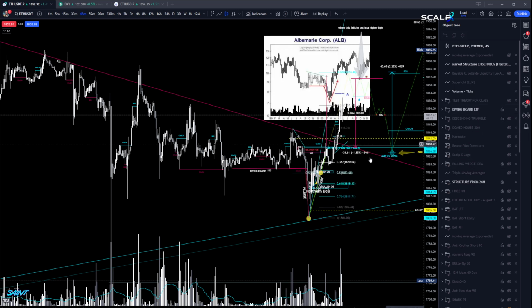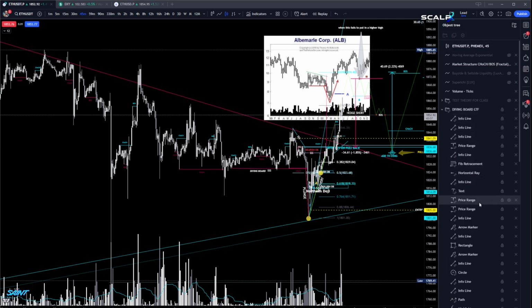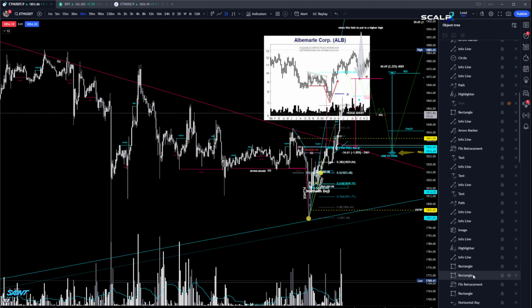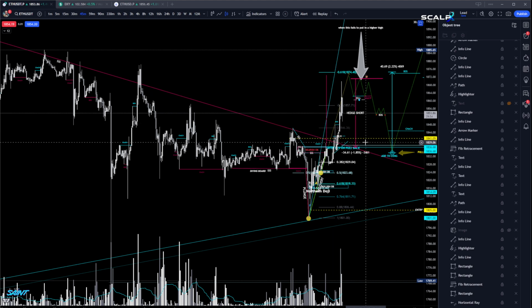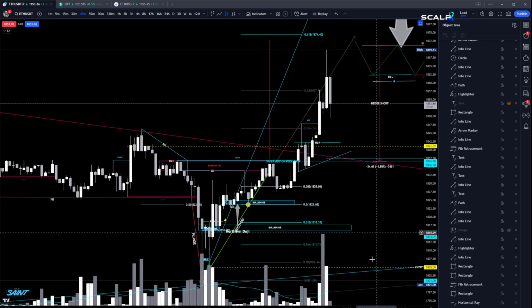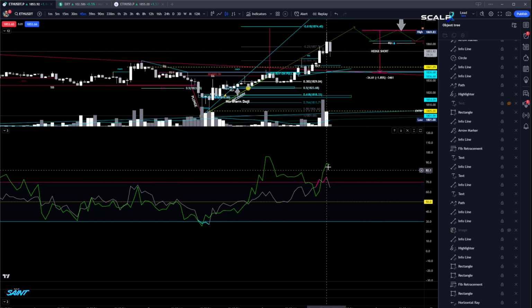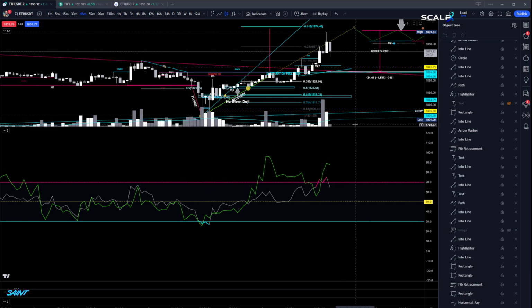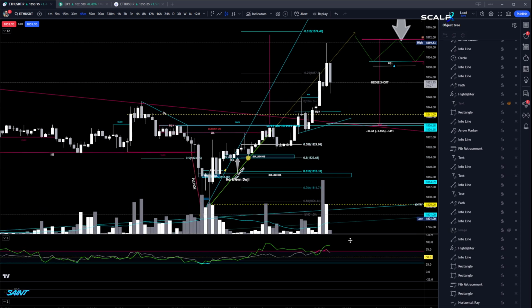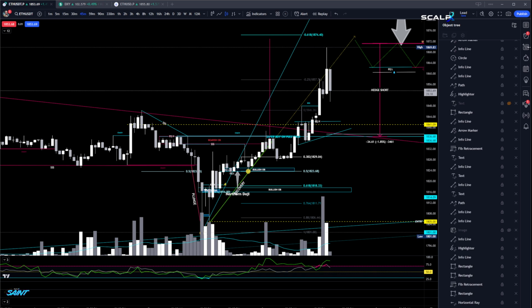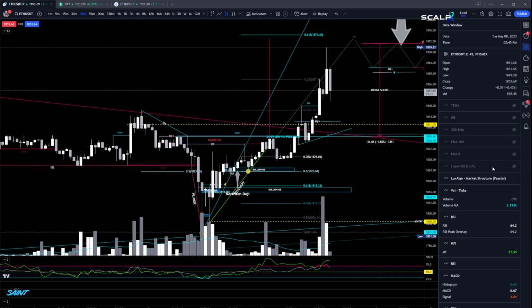Decent volume here. That looks like shit volume for bears. Yeah, heavily overbought.